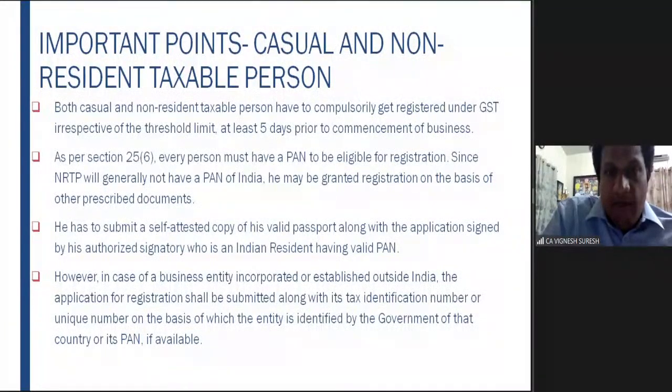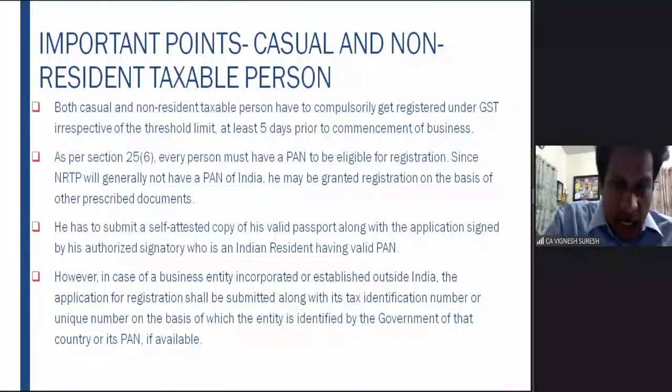Again, what is the timeline? At least 5 days prior to the commencement of the business, compulsory registration has to be done. Every person should have a PAN, but in case of a non-resident taxable person, there is no need of any PAN number. What does he have to submit? A self-attested copy of his valid passport along with the application signed by the authorized signatory who is an Indian resident. So in case he is filing an application for registration, he can also have an authorized signatory who is an Indian having a valid PAN number. In case of a business entity, the application should be filed along with the tax identification or unique number.